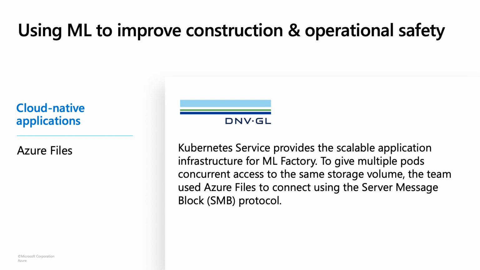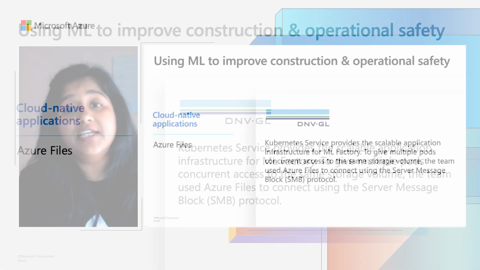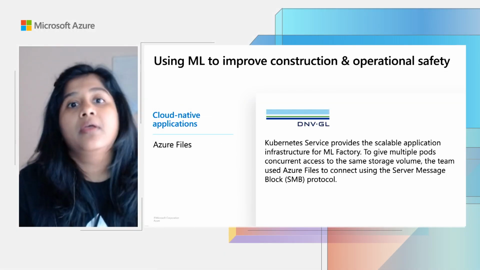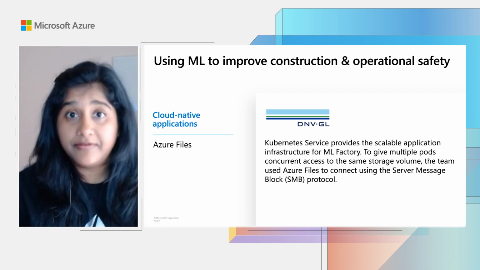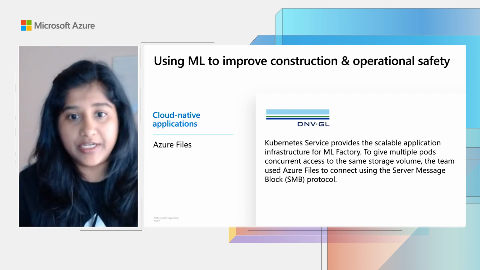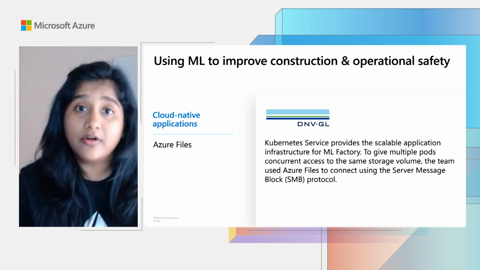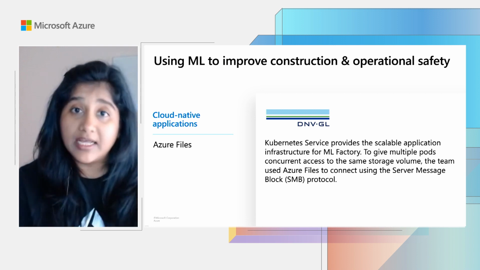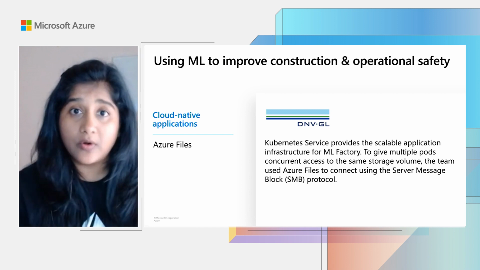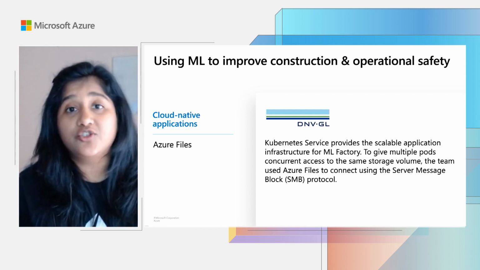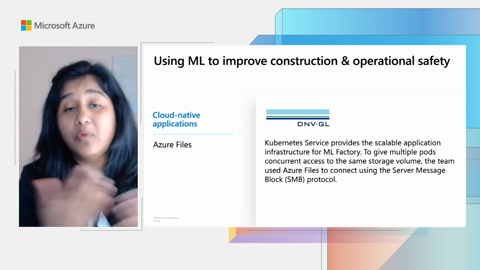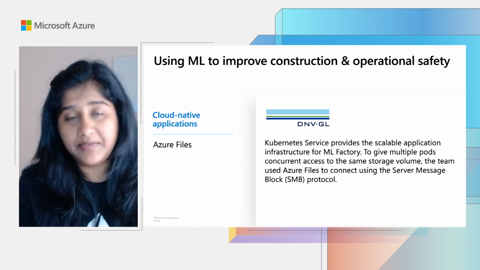DNV GL is an organization that establishes and maintains technical standards for construction and operation of ships and offshore structures. The Maritime Production Group within DNV has set up an innovative machine learning factory, which uses a plethora of different Azure services. This runs with Kubernetes as the core infrastructure layer and uses Azure Files for concurrent access from multiple pods in the environment. Now that we've seen a great customer example, let's jump over to a demo.